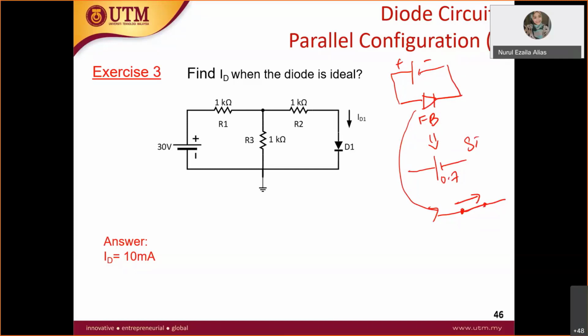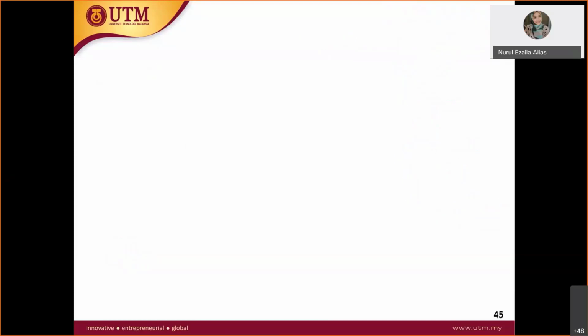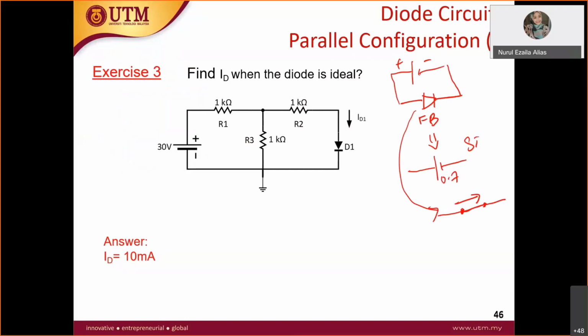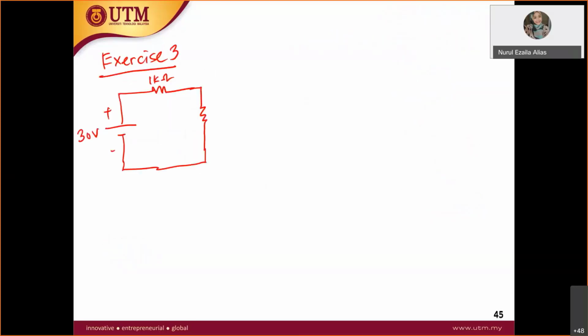So how does it work? Let's take a look at this example, exercise 3. You have a 30 volt source, plus minus, and then a resistor here of 1 k ohm, and another resistor here, 1 k, all 1 k. They want ID. This one is 1 k ohm also, and this is an ideal diode.